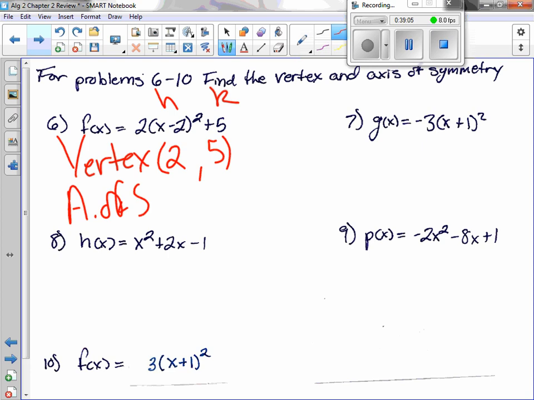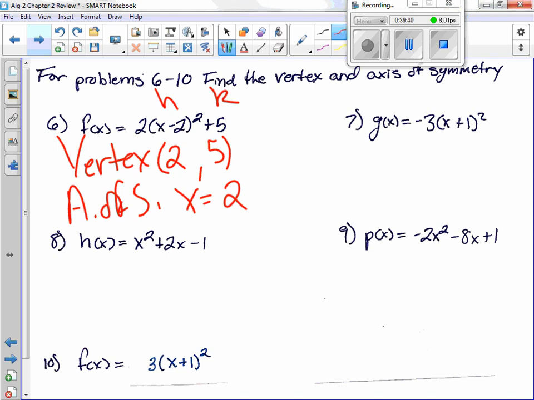Axis of symmetry is x is equal to h. H here is 2. We're done. That's it. So here, because it really told me what the vertex was, straight from the equation, the negative 2 on the inside is h. Since it has minus 2 inside, it comes out as positive. Plus 5, we have 2, 5. Axis of symmetry is x is equal to h. H is still 2, so x equals 2. Questions on vertex form?